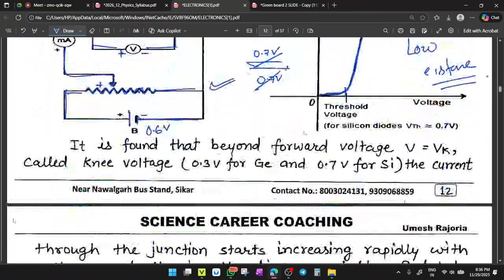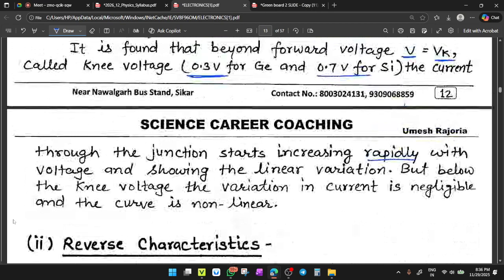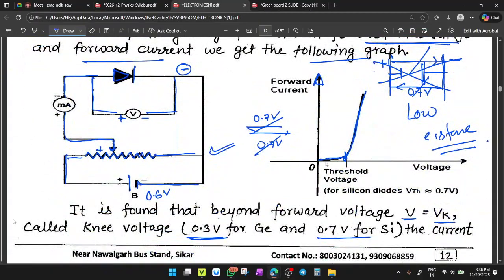It is found that beyond forward voltage V equals Vk, it is called knee voltage or threshold voltage. This is 0.3 volt for germanium and 0.7 volt for silicon. The current through a junction starts increasing rapidly with voltage, showing a linear variation, but below the knee voltage, the variation in current is negligible and the curve is non-linear. So here the current is very less, but after this the current increases very high.